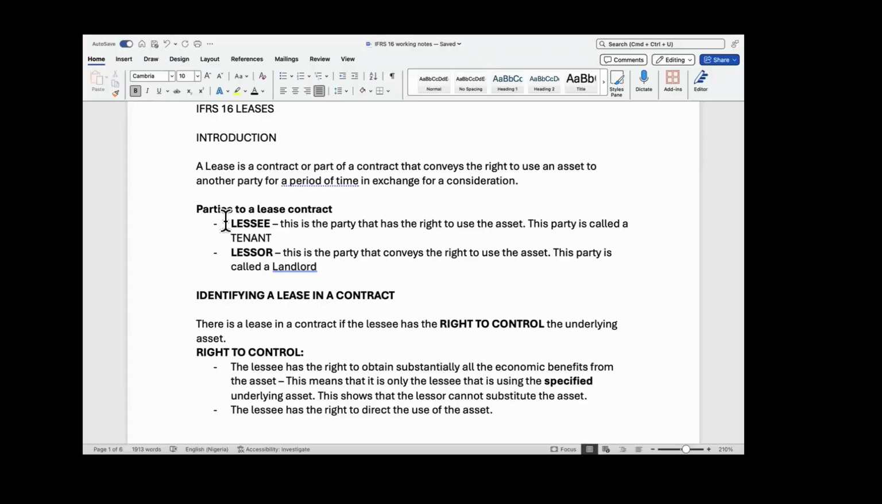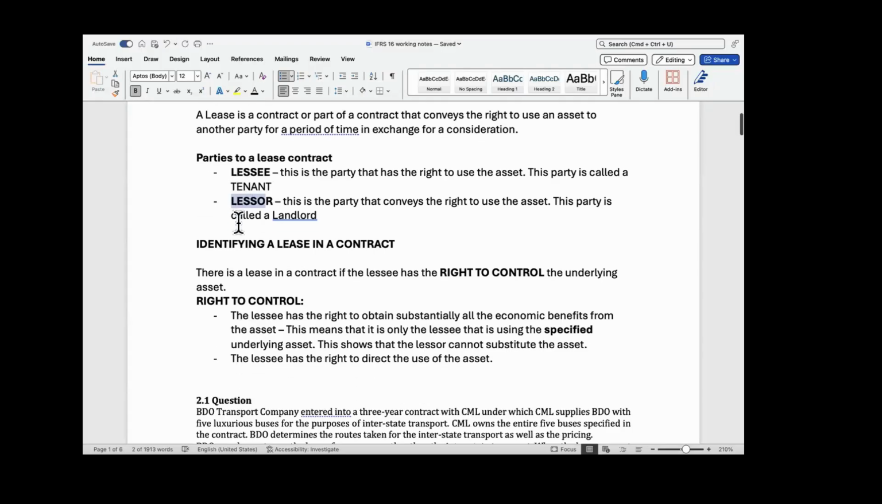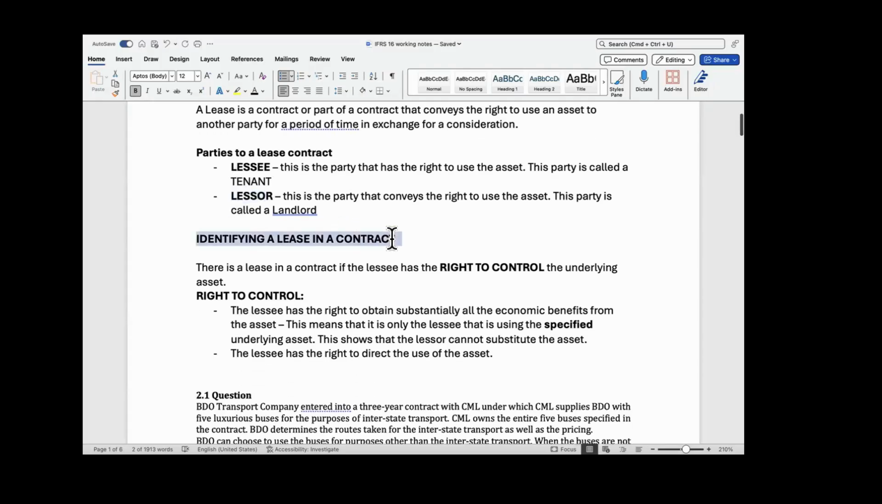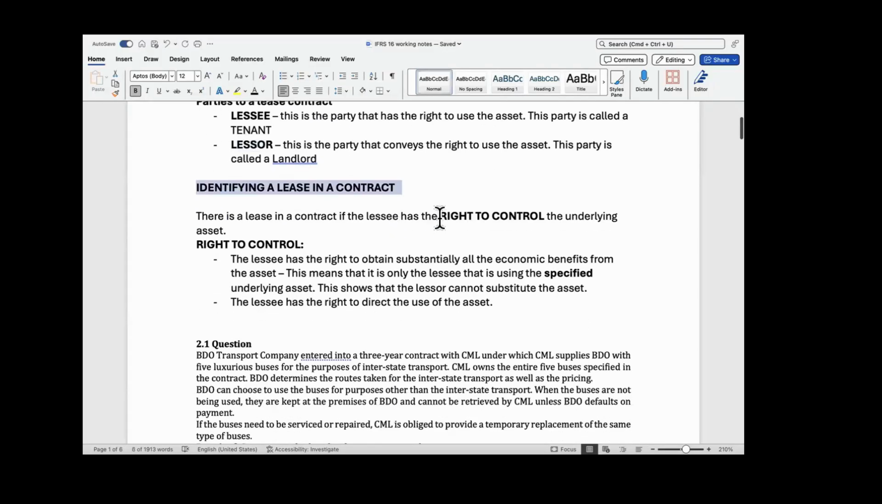We looked at the parties to a lease contract. We said that we have the lessee and we also have the lessor. The lessee is the tenant, while the lessor is the landlord. And how do you identify that there is a lease in a contract? What we look at is right to control. And when we say right to control, we mean that the lessee, who is not the owner of the asset, has the right to control the asset. That clearly would indicate that there is a lease in a contract.